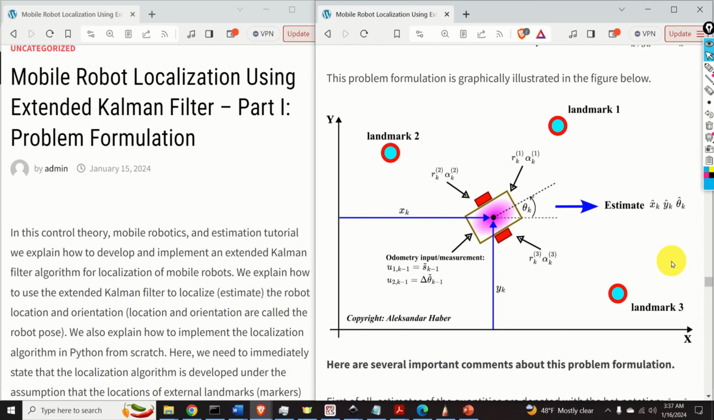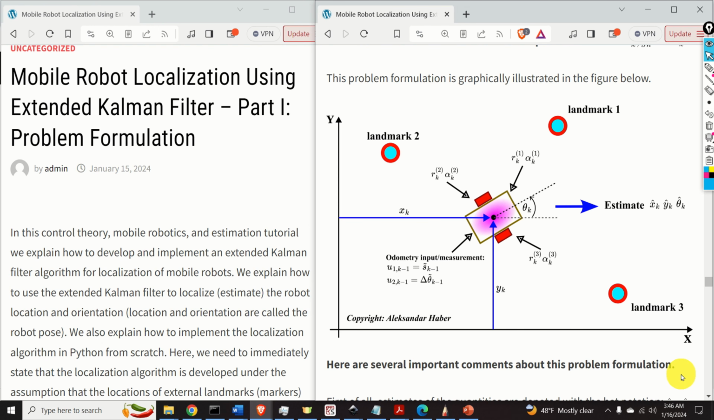Hello everyone! In this control theory, mobile robotics and estimation tutorial, we explain how to develop and implement an extended Kalman filter algorithm for localization of mobile robots. Namely, we explain how to use the extended Kalman filter to localize or estimate the robot location and orientation. Location and orientation are called the robot pose. We also explain how to implement the localization algorithm in Python from scratch.